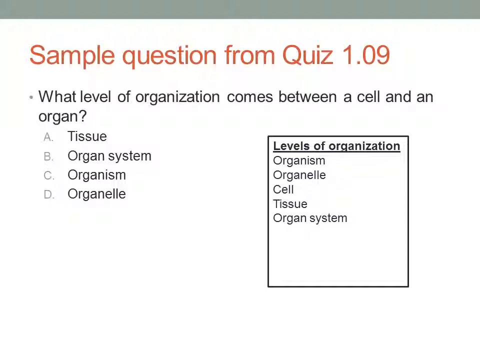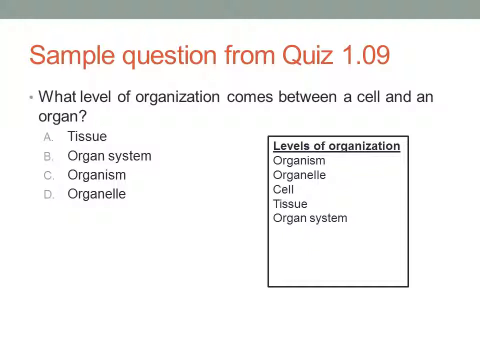So here's a sample question from Quiz 1.09. What level of organization comes between a cell and an organ? Would it be A, tissue, B, organ system, C, organism, or D, organelle? So remember, what is between a cell and an organ? So that means it'll be, what is a group of cells, right? A group of cells would be something, and a group of that one thing would make up an organ.